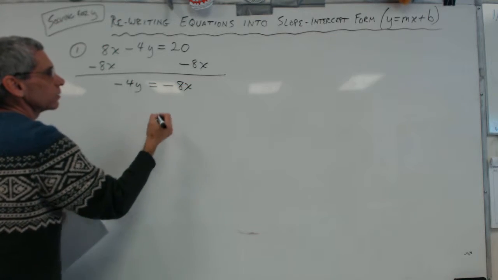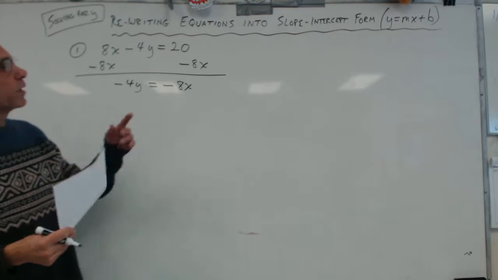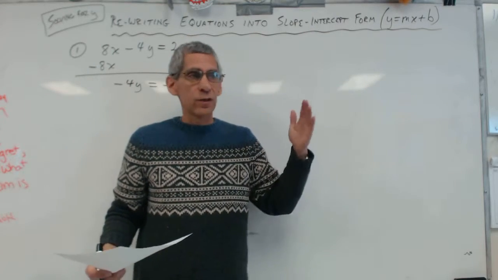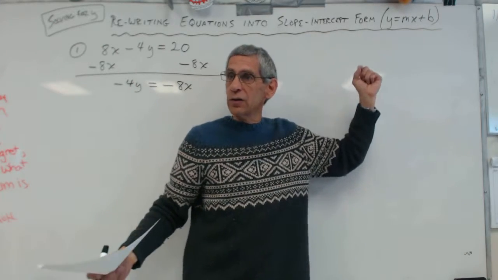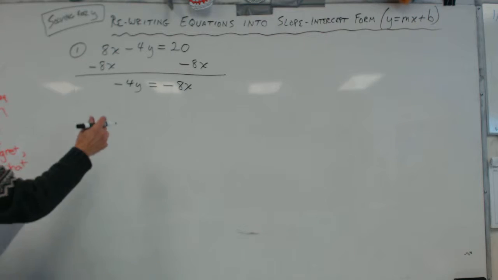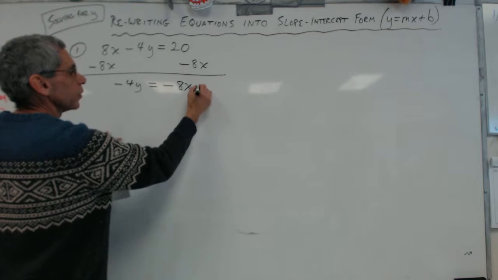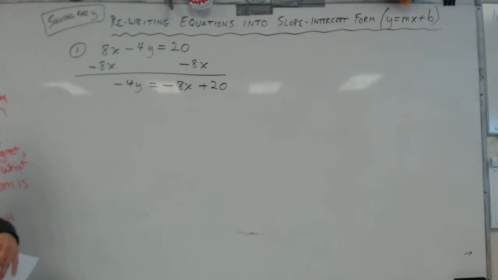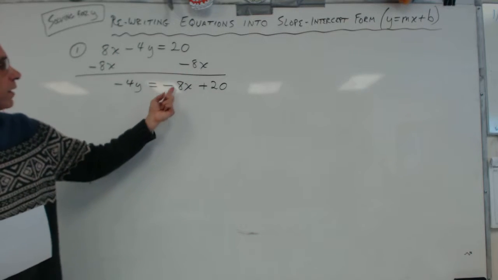Why would I put the negative 8x first? Because it's easier. Well, what am I aiming for? Slope-intercept form. Y equals mx plus b. You're right, it's the same thing. But if it's going to be truly in this format, you could put the x first and the b last. So I've got my negative 8x, and then I have a positive 20 here, so I put positive 20 here, plus 20. You with me? All I did was subtract 8x from both sides. And that gave me negative 4y is equal to negative 8x plus 20.